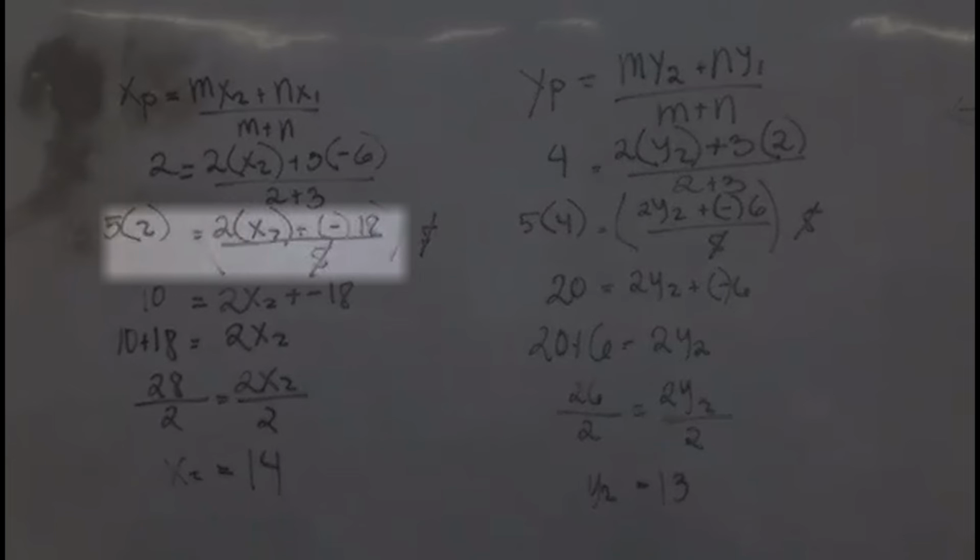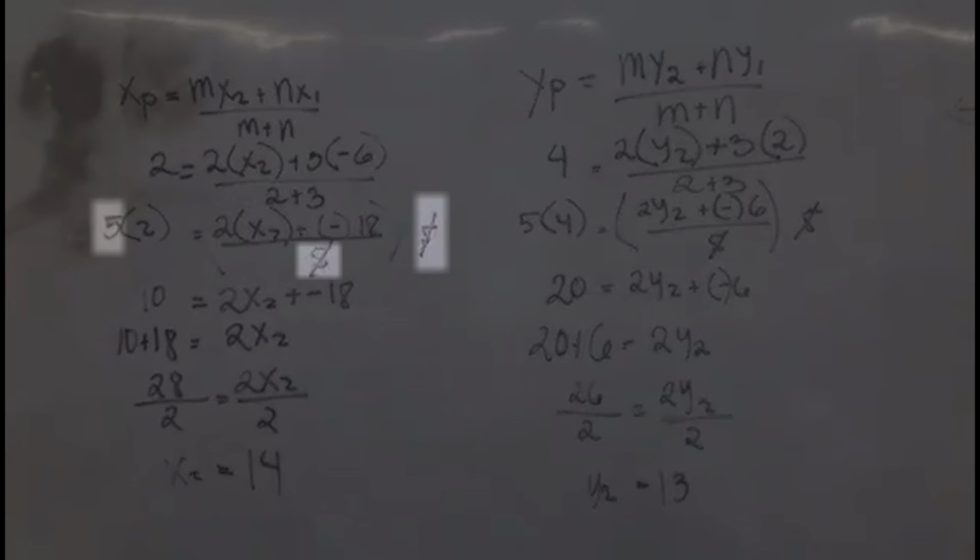And why did I say a while ago 5 times 2? Because I distributed the denominator 5 on both sides, and on this side we are going to cancel those, and on the other side distribute 5 on 2. So the answer will be 10 equals 2x sub 2 plus negative 18.